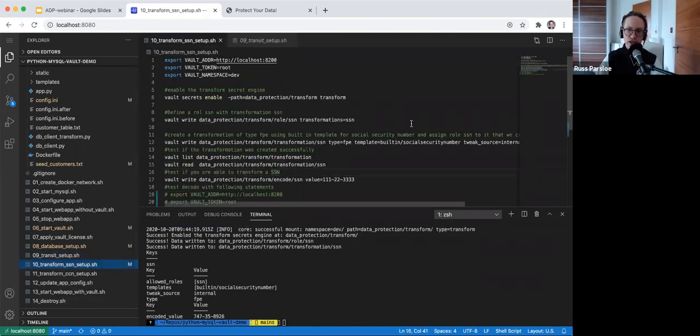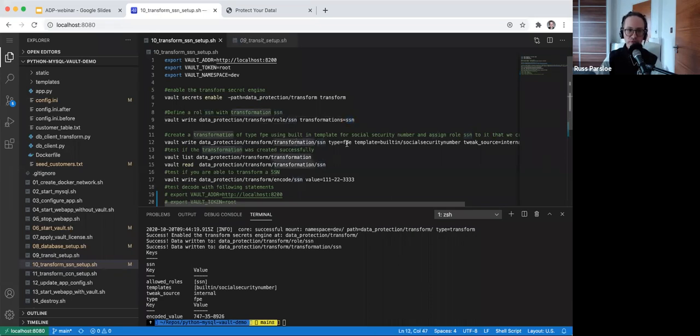Now the transform secret engine is our format preserving encryption secret engine. So again, I enable it, same commands. Don't worry too much about the exact wording, but just notice that it probably looks very familiar because they all look very similar. And what I'm going to do is set up a role that allows me to perform this transformation, which I call SSN, social security number.